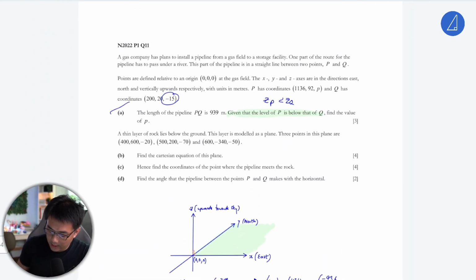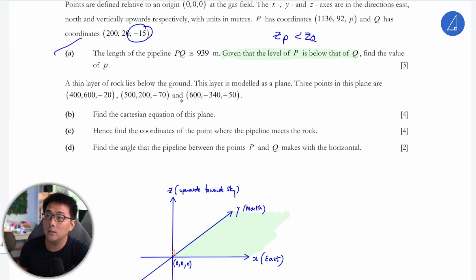We are given that a thin layer of rock lies below the ground. This layer is modeled as a plane. The 3 points of the plane are these 3 points. Find the Cartesian equation of the plane. I think this is 4 marks, quite a doable 4 marks. So just be mindful of each point.